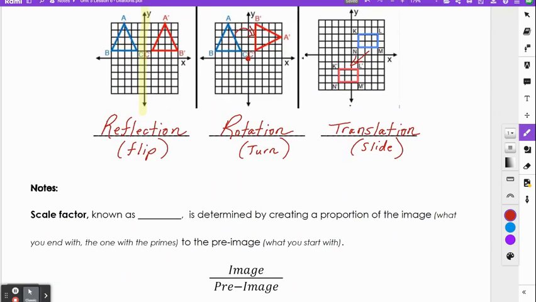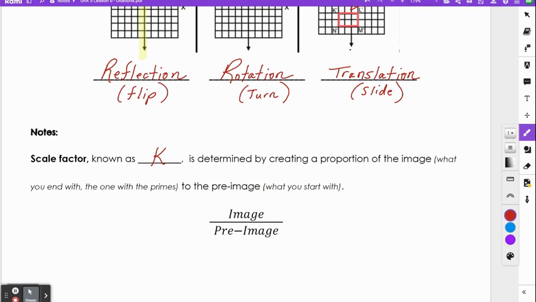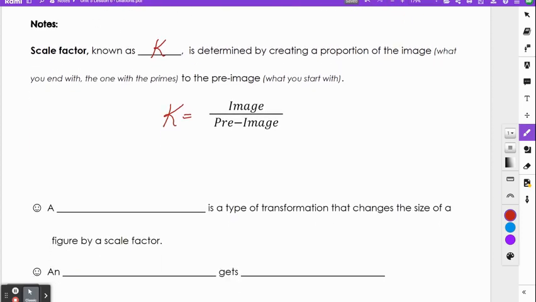Okay, so to start the notes, just as a reminder, the scale factor, known as the variable k, is determined by creating a proportion of the image, what you end up with, and the one that is the pre-image, that's the one you started with. So we consider k to be the image to the pre-image. And what we're going to be talking about today is a dilation.